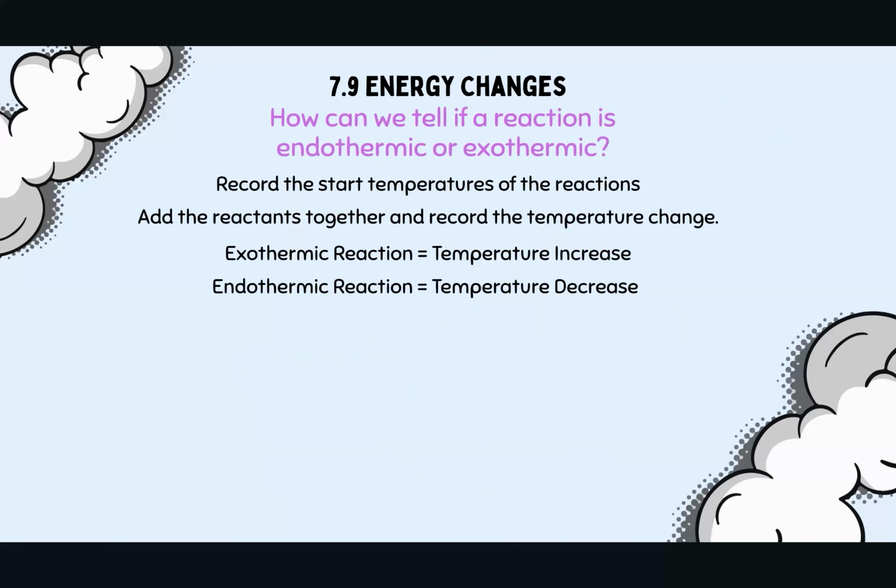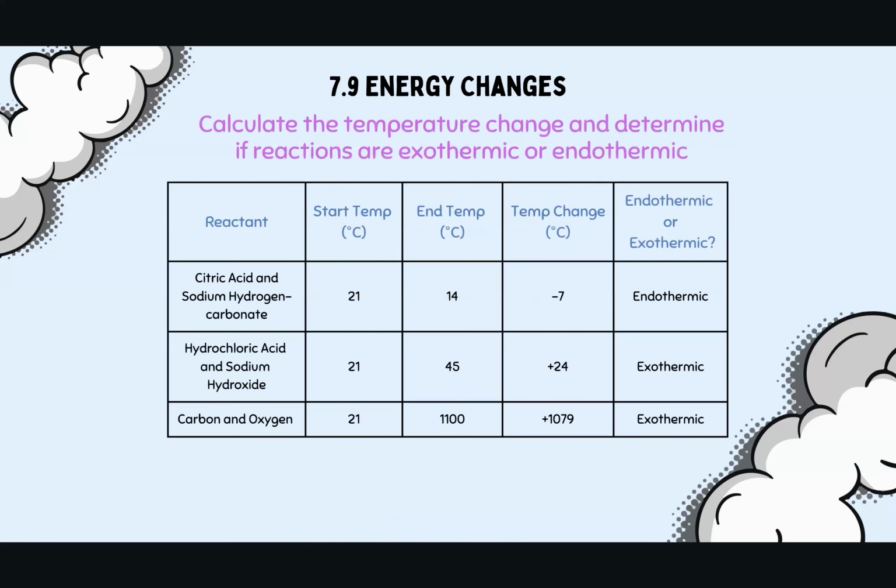So how can we tell if a reaction is endothermic or exothermic? Now, if a reaction is happening, if you add a thermometer to the reaction and the temperature increases, that means energy has been released. That is exothermic. If you add a thermometer and the temperature goes down, that means heat energy is being taken in. And that means it's an endothermic reaction.